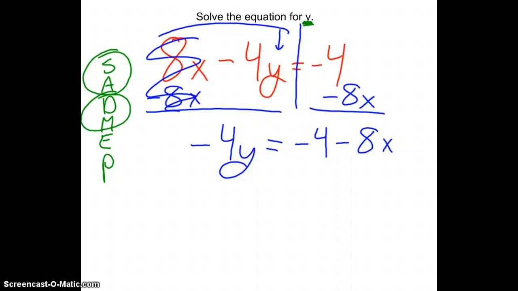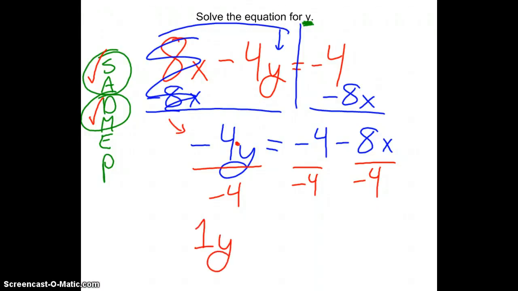Now my last step is I see I've got negative 4y, which really means negative 4 times y. So I'm dividing out the negative 4 on every term. We can remember it as terms farthest away, or we can look at our PEMDAS. We added or subtracted first, now we're multiplying and dividing. Negative 4 divided by negative 4 right here becomes 1y. We've got on this side, negative 4 divided by negative 4 is positive 1. And on this side, negative 8 divided by negative 4 is positive 2x.